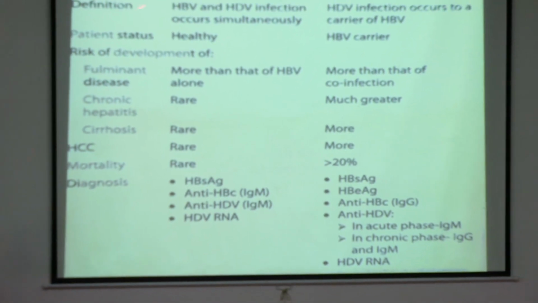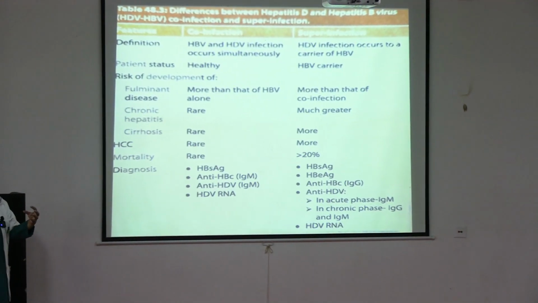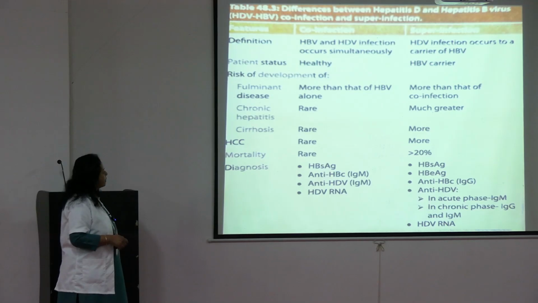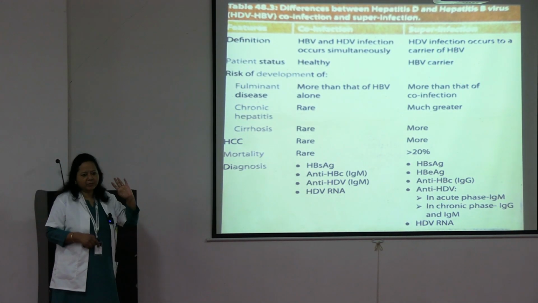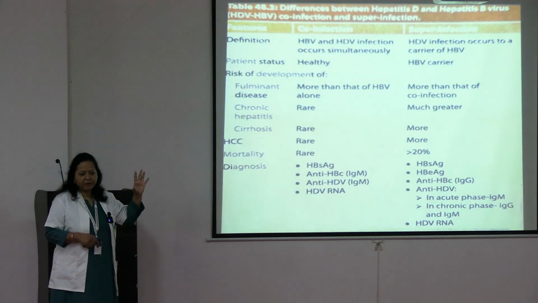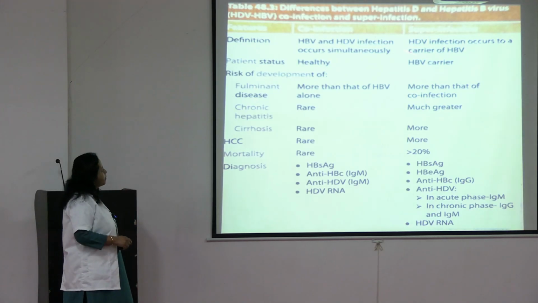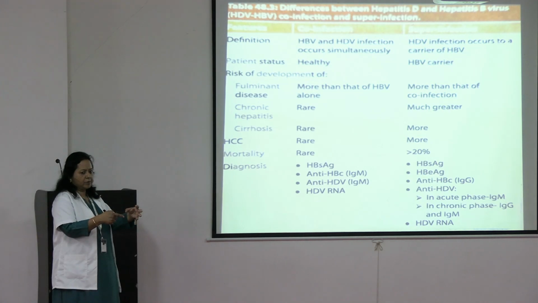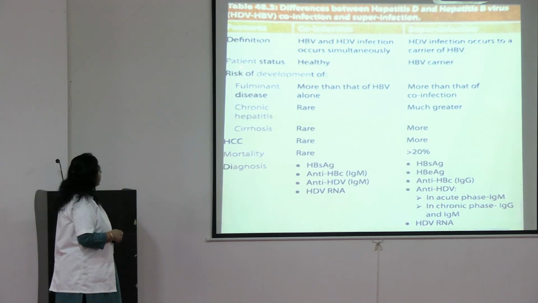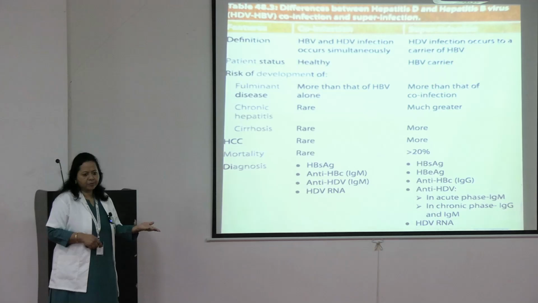So when is it co-infection? HBV and HDV infection occurs simultaneously, साथ-साथ. Okay? Simultaneously. HDV infection occurs in a carrier of HBV. मान लो 6 महीने पहले HBV हुआ था, है ना? हेपेटाइटिस बी इन्फेक्ट हुआ था, 6 महीने बाद HDV आया है. That is the super infection. This is HBV and HDV दोनों साथ में इन्फेक्ट हुआ है. You get it? Now next, patient status. Healthy patient, obviously he was an HBV carrier. इसमें तो carrier ही होगा ना, 6 महीने पहले HBV था.